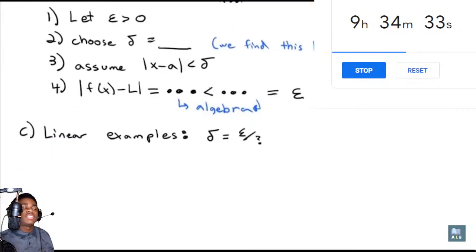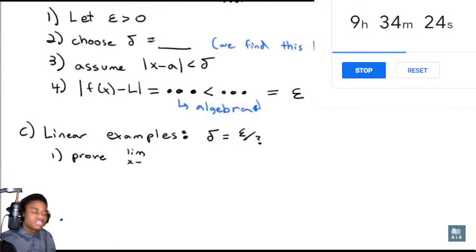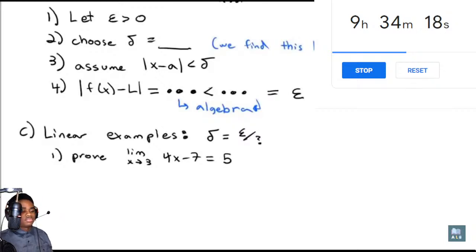So following that same structure, first we're going to prove that the limit as x approaches 3 of 4x minus 7 equals 5. Notice that 3 is the a, what x is approaching. 5 is the limit, or L.